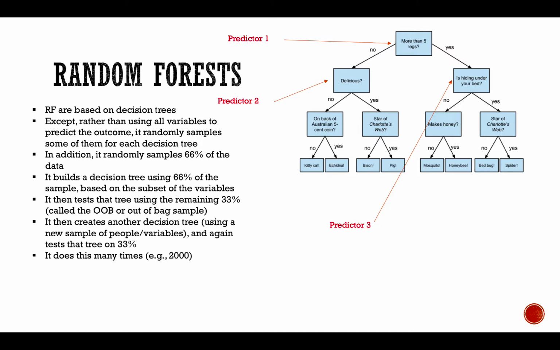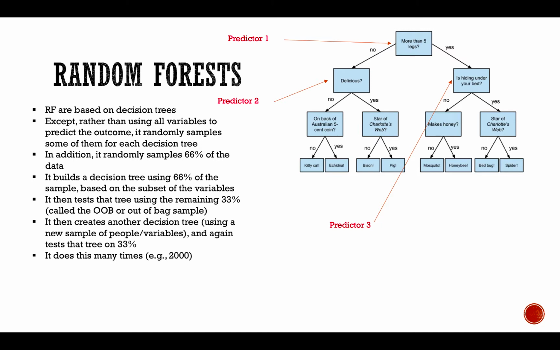Anyway, let's say the answer is no. This animal that I'm trying to identify does have more than 5 legs and is not hiding under my bed. And so the next question is, does it make honey? If yes, then it predicts it's going to be a honeybee. If not, then it predicts it's going to be a mosquito. Okay, so that's basically what a decision tree is.